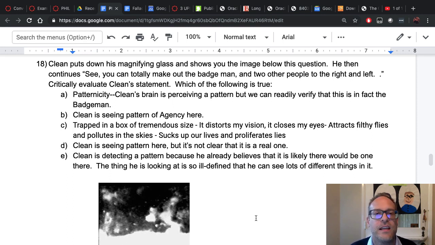A, patternicity. Clean's brain is perceiving a pattern, but we can readily verify that this is in fact the badge man. B, Clean is seeing a pattern of agency here.